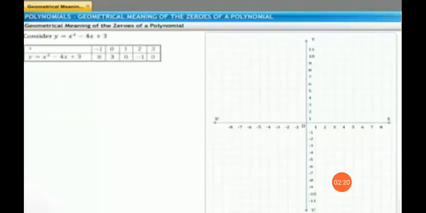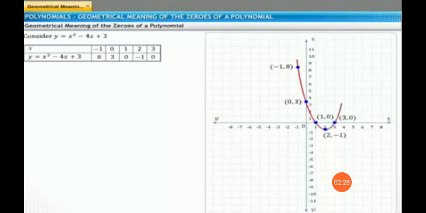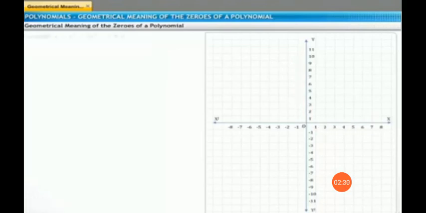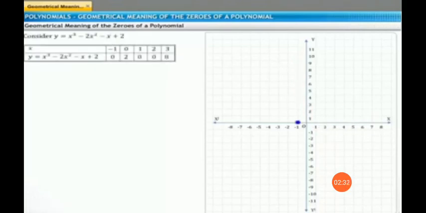We know that a linear polynomial always gives a straight line, so it has a maximum of one point of intersection, hence 1 zero. Now consider y equal to x squared minus 4x plus 3, and we will plot by the same method, and we saw that it intersects the x-axis at 2 points. For a cubic polynomial, when we plot, we will see that the graph touches or intersects the x-axis at 3 points.